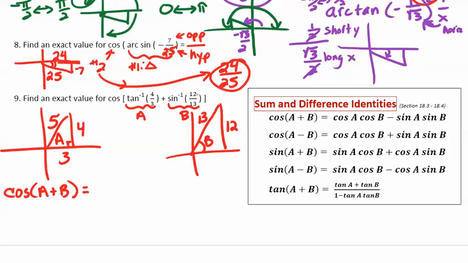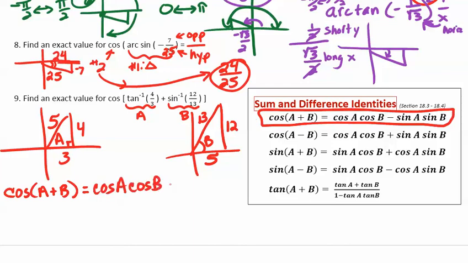For the inverse sine, I know the definition from SOHCAHTOA is opposite leg over hypotenuse. So I drew a triangle that has an opposite leg of 12 and a hypotenuse of 13. So I know the adjacent leg is 5. So now we can go to our formula. So I'm going to take it right from this list. So I want to take cosine of A, cosine of B, minus sine of A, sine of B. And I'm going to read them right from the pictures above.